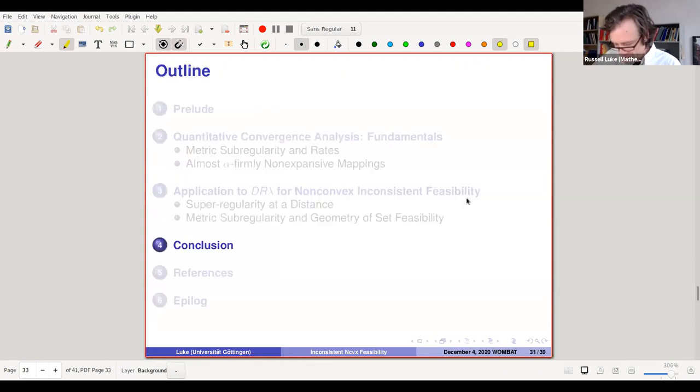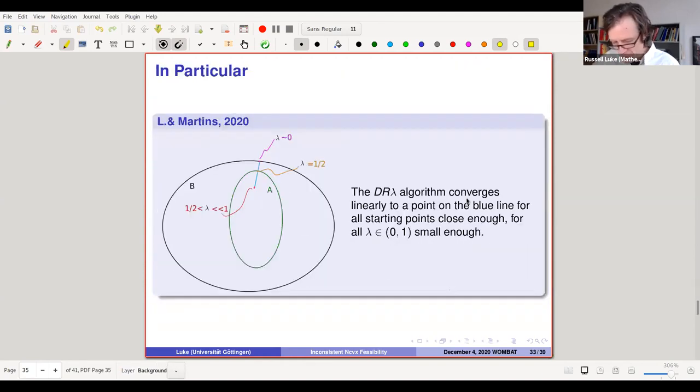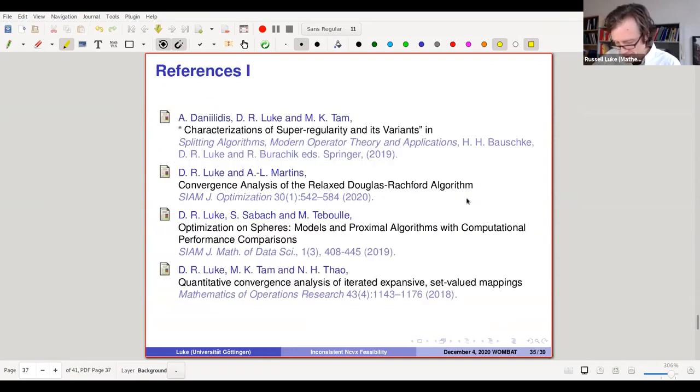So anyway, we can put all these together and prove convergence of this. And so these are some of the papers that this was based on.